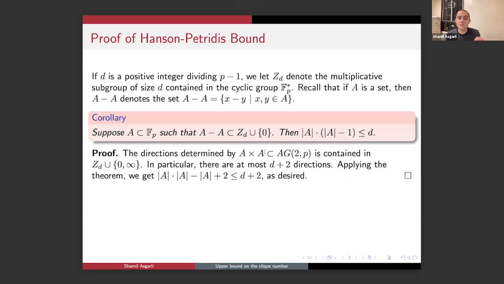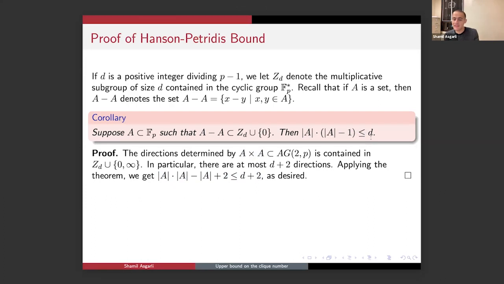We get that the number of directions determined by A times A is at least size of A times size of A minus the minimum of A and A, but the minimum of A and A is just A, plus 2. So that's a lower bound, and the upper bound is d plus 2. And if you look at this and cancel out 2 from both sides, you get exactly the desired inequality. So that proves our corollary.